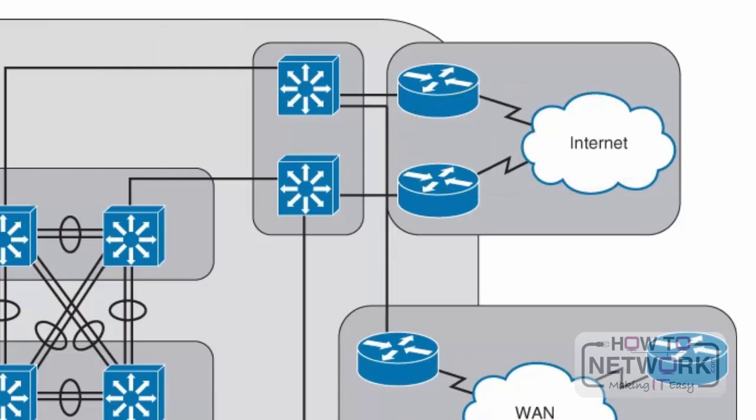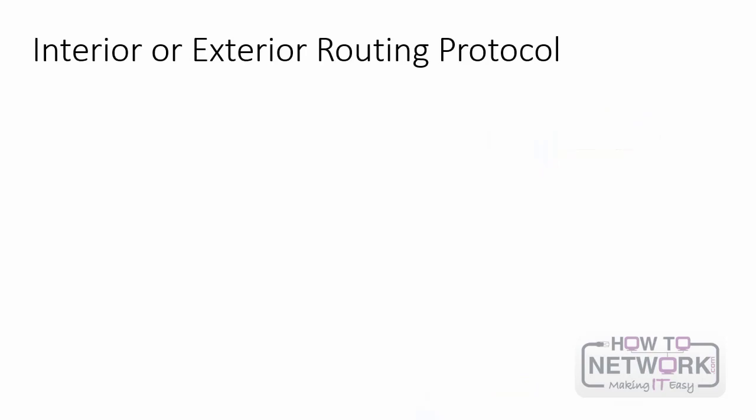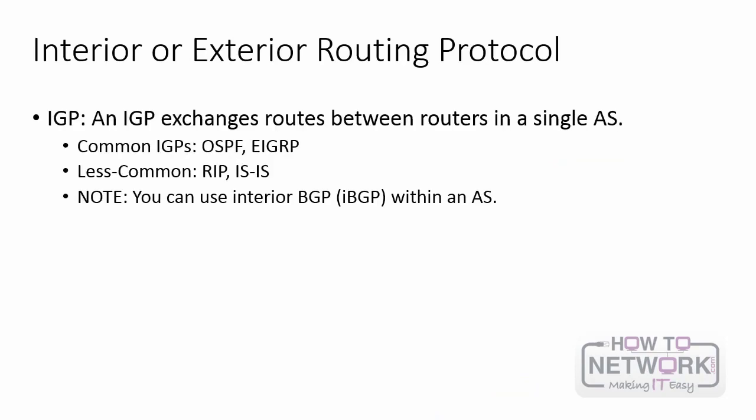To answer the question as to what routing protocol you should run, you need to understand if you need an IGP, an interior gateway protocol, or an EGP, an exterior gateway protocol. An IGP exchanges routes between routers in a single AS. Common IGPs are EIGRP or OSPF, and then RIP and IS-IS are also used, but not as much.